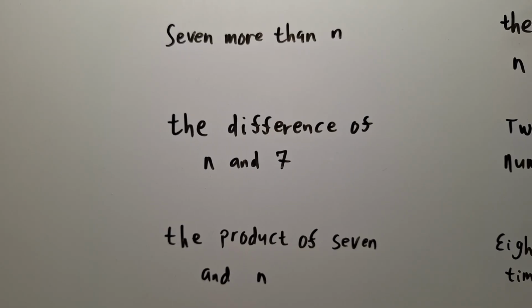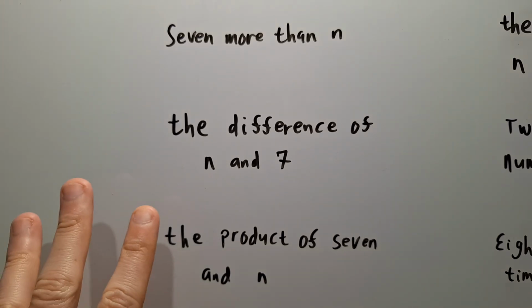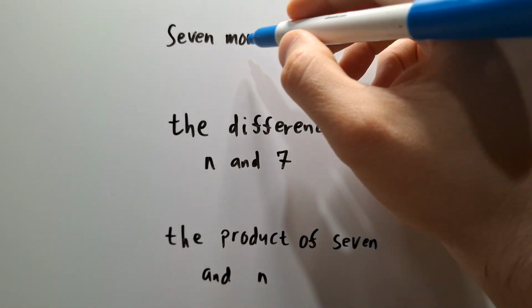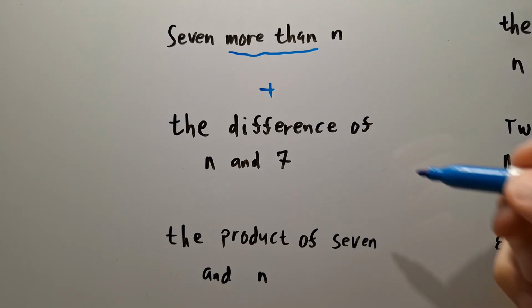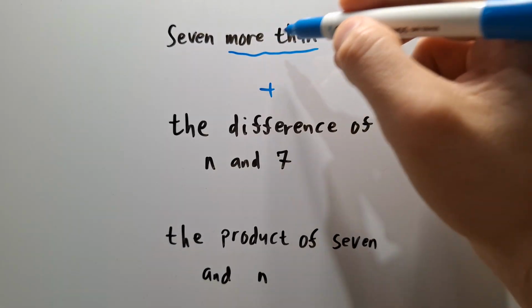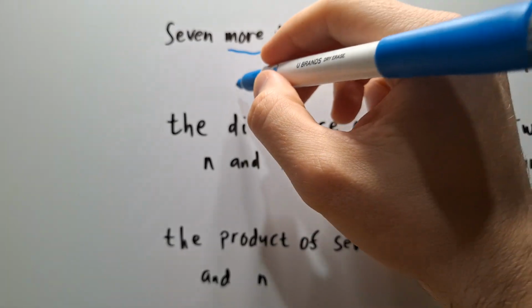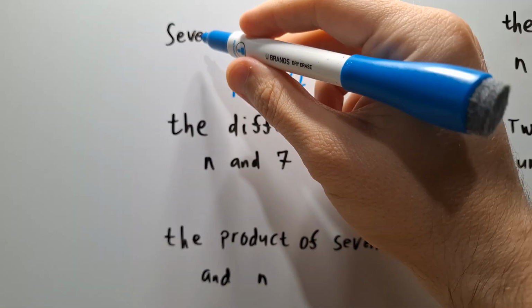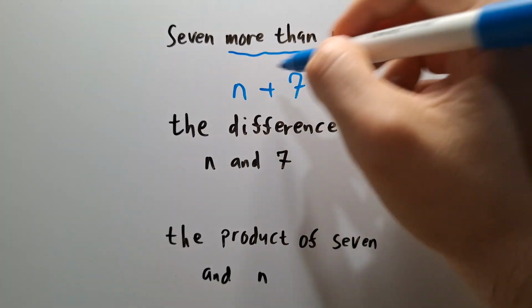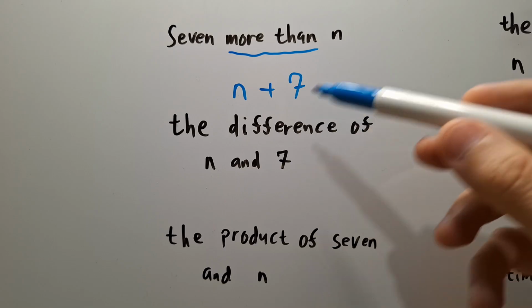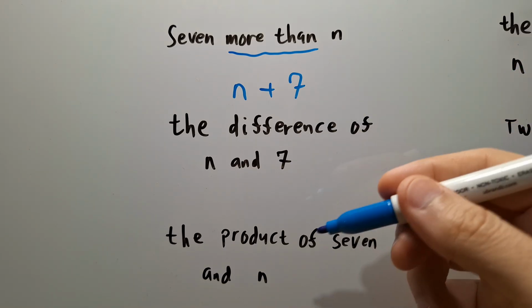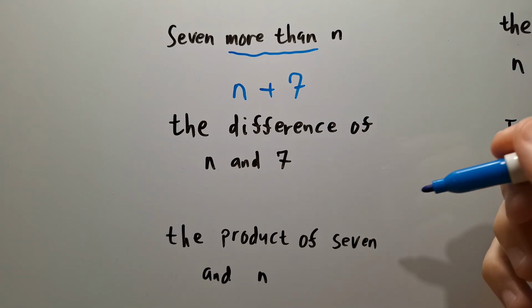7 more than n, the difference of n and 7, and the product of 7 and n. So each of these three deal with three different operations. And the first one here, more than, deals with addition. So translating all of this, we can say 7 more than n, written this way, because it says 7 more than n. Could I write it the other way? Yes. That's called the commutative property of addition, and we'll talk about that a little bit later on. You can also check out the video I made for pre-algebra, and I'll drop a link below.